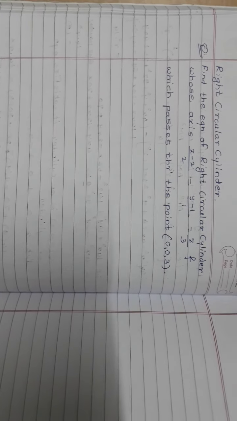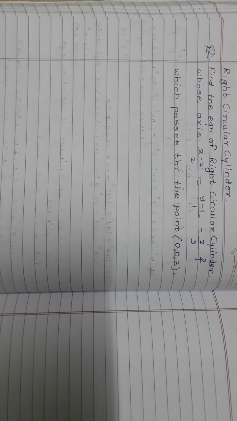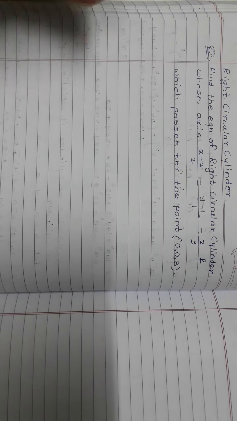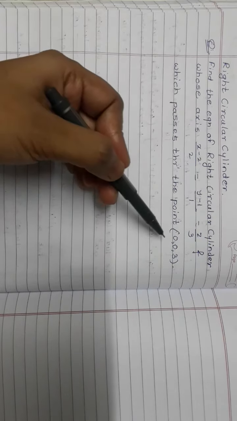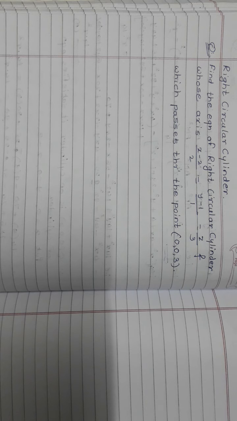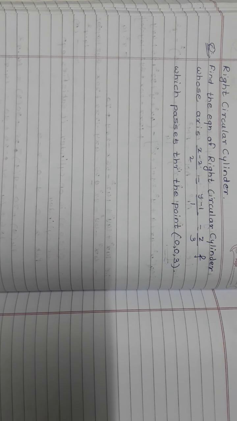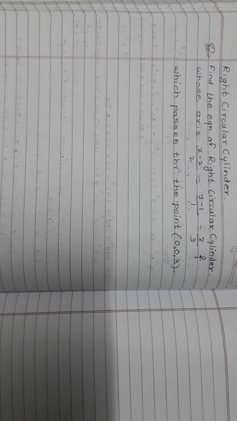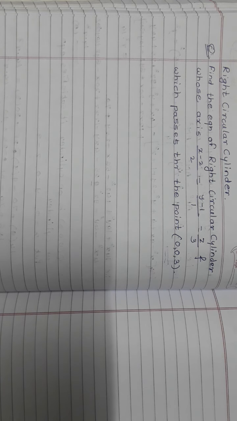Hello everyone. In the last session we solved some problems based on right circular cylinder. Now in this session we are going to solve one problem based on right circular cylinder where the radius is not given to you. The equation of the axis is given, and instead of the radius they have given one point through which the cylinder is passing. We are going to follow the regular procedure, using the Pythagoras theorem only, to figure out the equation of the right circular cylinder.